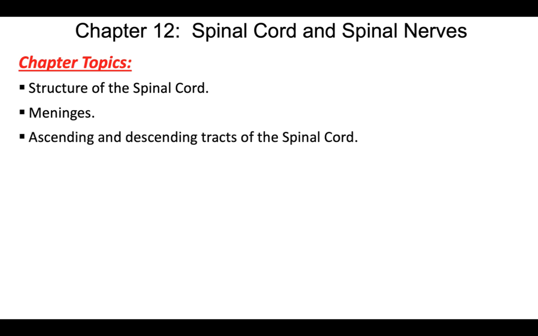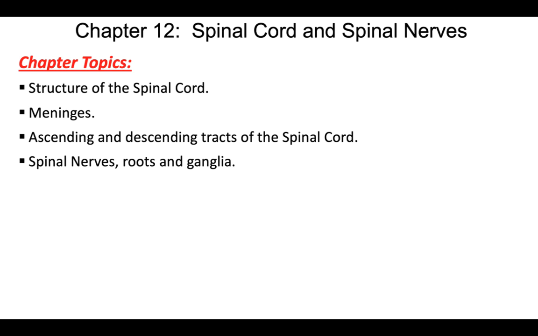We're going to look at tracts within the spinal cord. So if you remember, a tract is basically a bunch of axons of neurons traveling together. Some of these tracts are ascending, meaning the neurons are heading up to the brain, and then other tracts are descending, so the neurons are sending signals down from the brain.